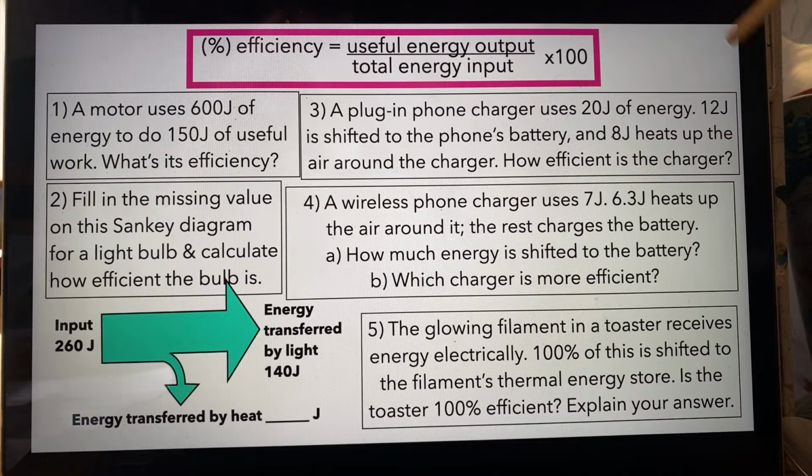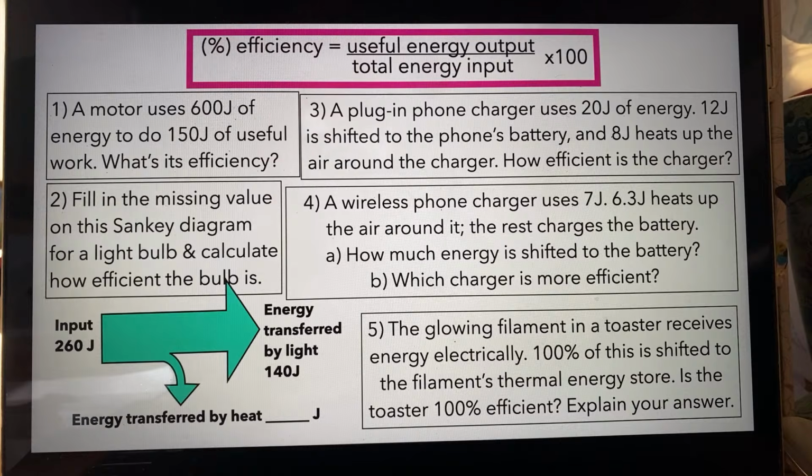Number 3, a plug-in, close to my heart, I didn't realise this. A plug-in phone charger, so just a normal phone charger basically, where you actually stick it into the phone, uses 20 joules of energy. 12 joules is shifted to the phone's battery, and 8 joules heats up the air around the charger. How efficient is the charger? Next question, a wireless phone charger uses 7 joules of energy, and 6.3 joules heats up the air around it, and the rest charges the battery. How much energy is shifted to the battery? And so, which charger is more efficient?